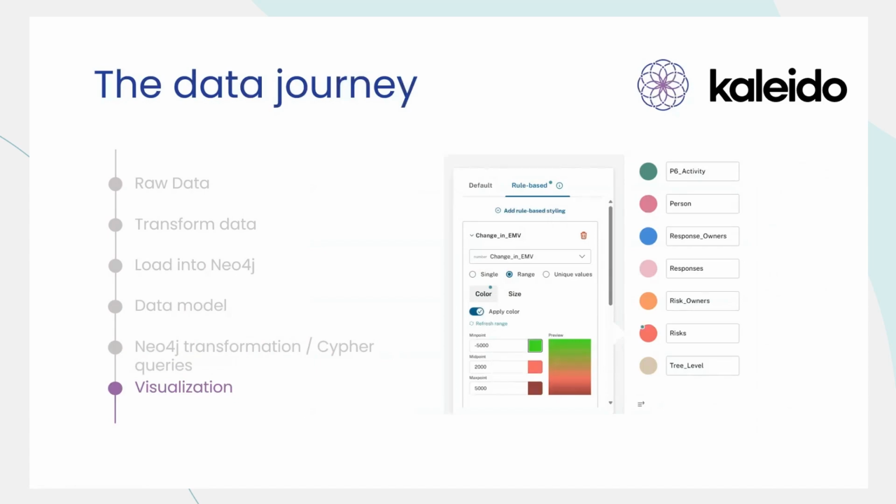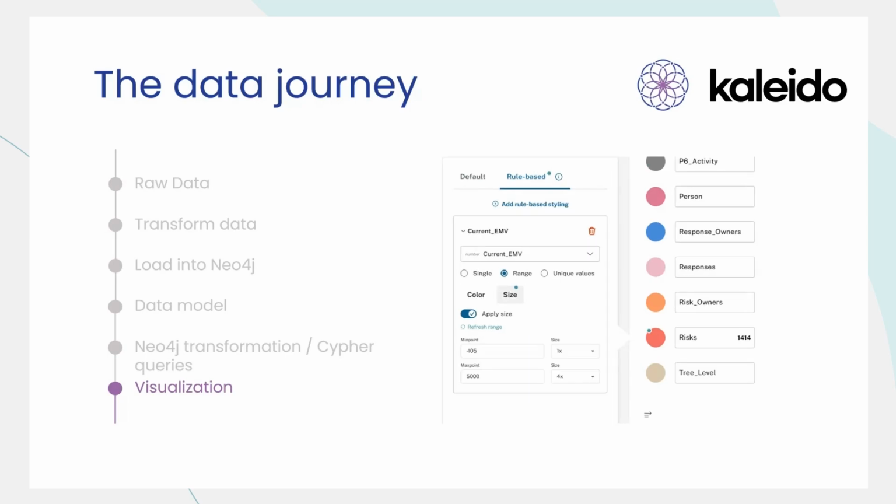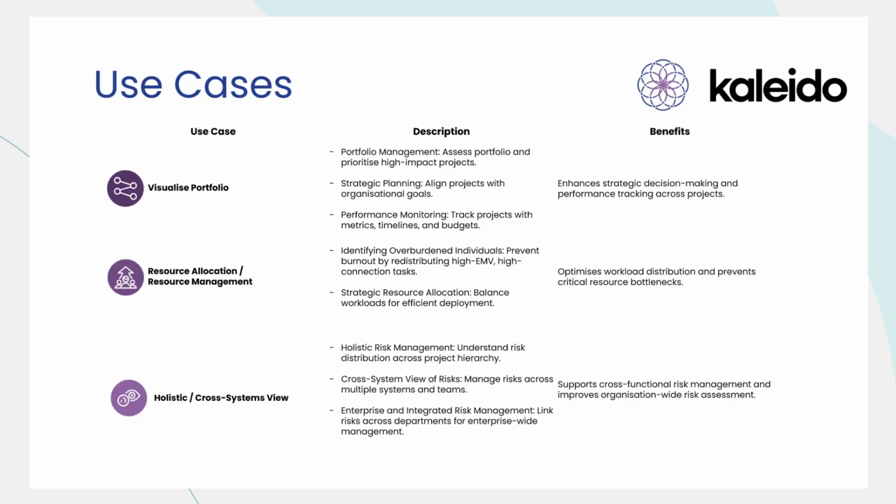And then finally, in terms of the data journey, we've got the visualization. These screenshots demonstrate how we utilize the rule-based styling feature in Neo4j to enhance the analysis of the risks by demonstrating the change in EMV and the current EMV using the color and the size of those nodes. So just finally on this piece, we just want to highlight some of the use cases for this graph that we've been through.